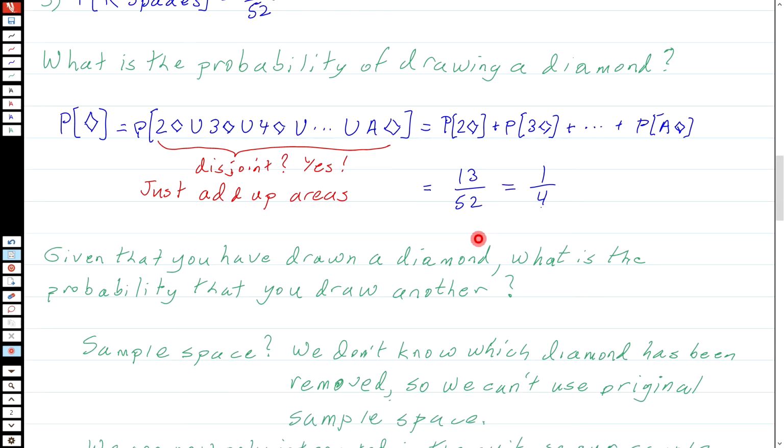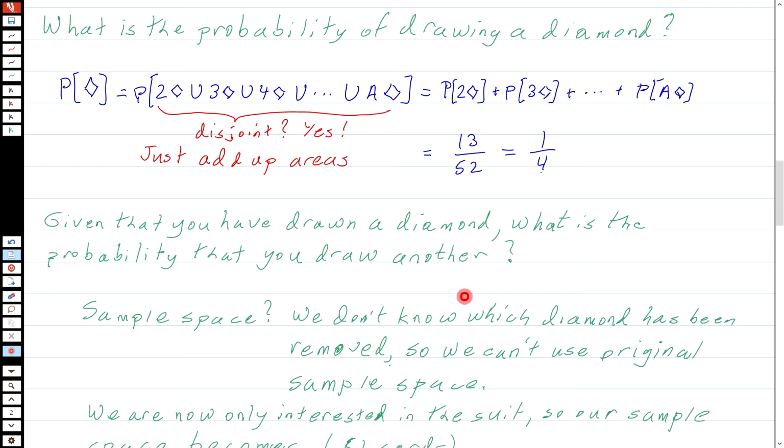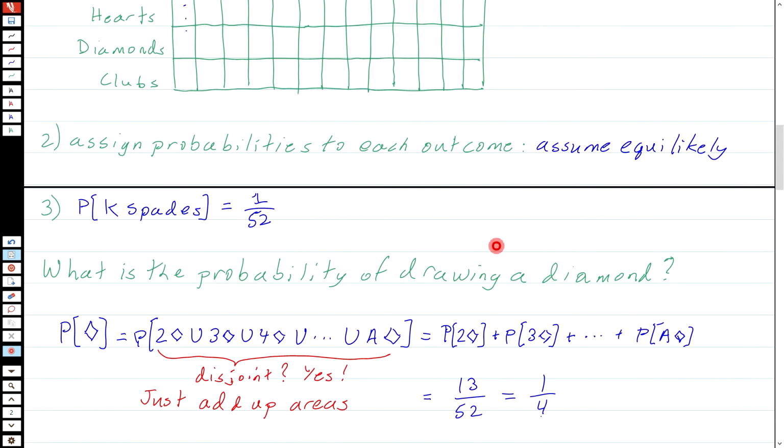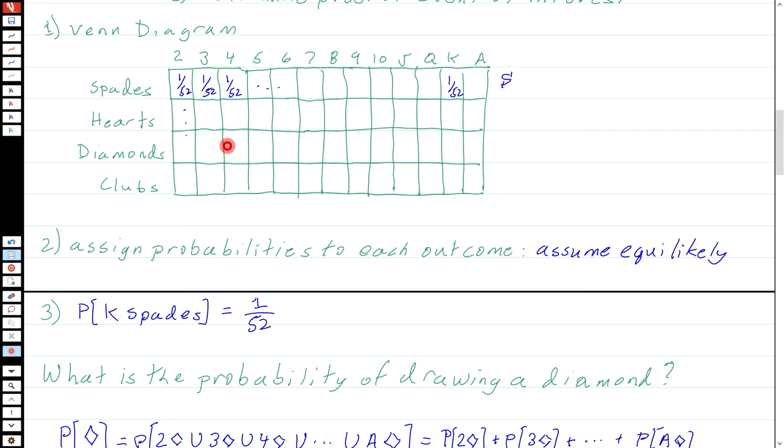Next question might be, given that you have drawn a diamond, what is the probability that you draw another? The sample space now is more difficult to draw. In fact, I don't think we can, because we don't know which diamond was extracted. So I go back up to this picture up here. I know that one of these diamonds is missing, but I don't know which one. All I'm told is that I've drawn a diamond. So basically I know I've got 13 elements here, 13 elements here, but now I've only got 12 elements here and 13 elements here.